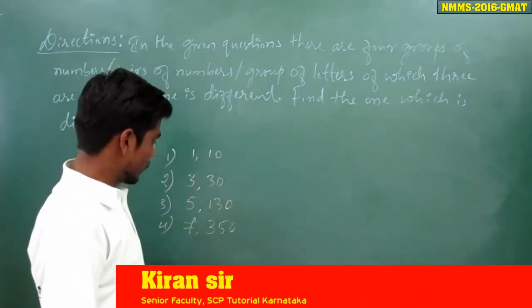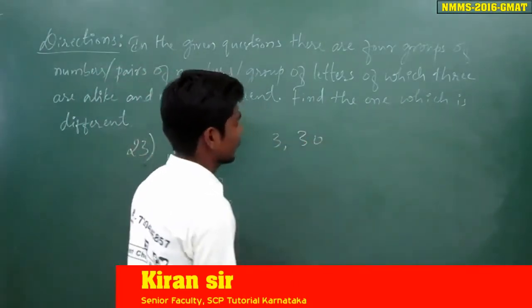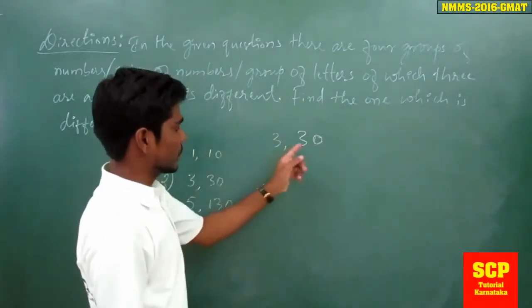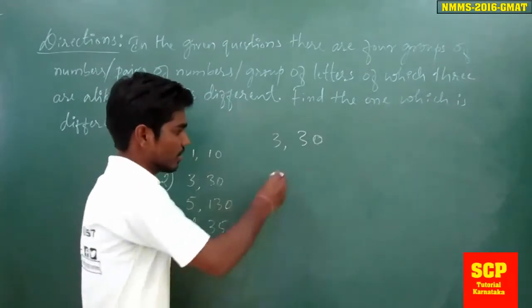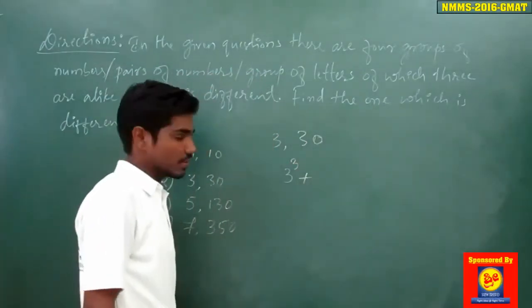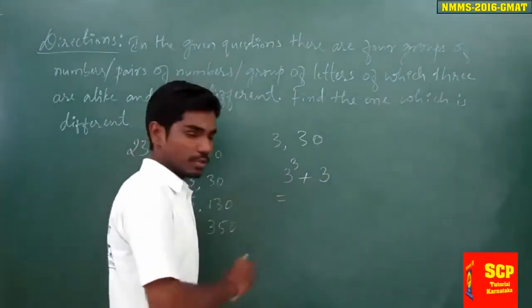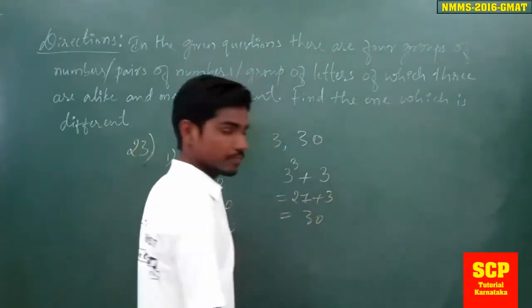To solve this, first let me consider this number, that is 3 and 30. Okay, now try to find out the relationship between these two numbers. Now 30 can be obtained when I consider cube of 3 plus adding the same number itself, that is 3. So cube of 3 is what? 27 plus 3 is nothing but 30.